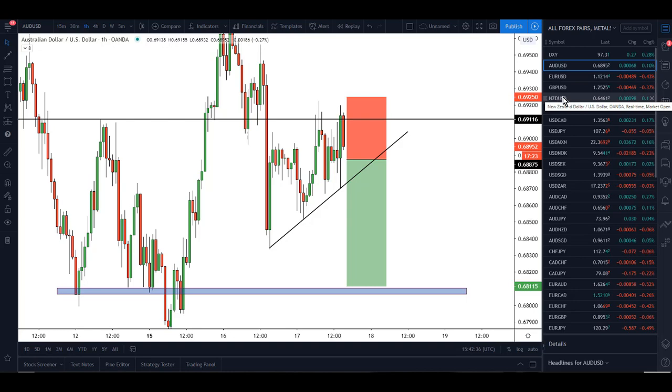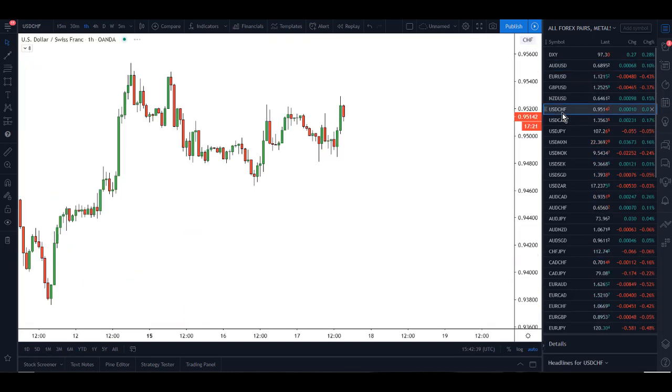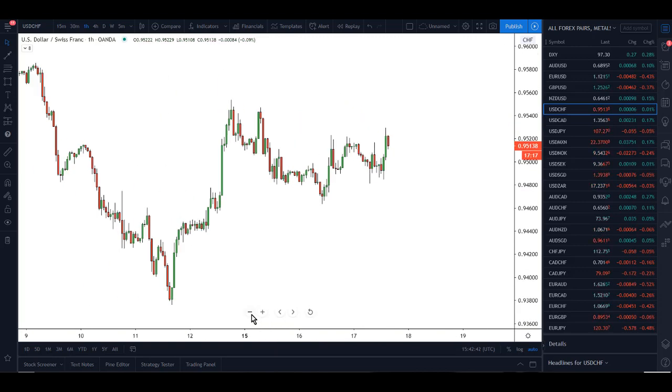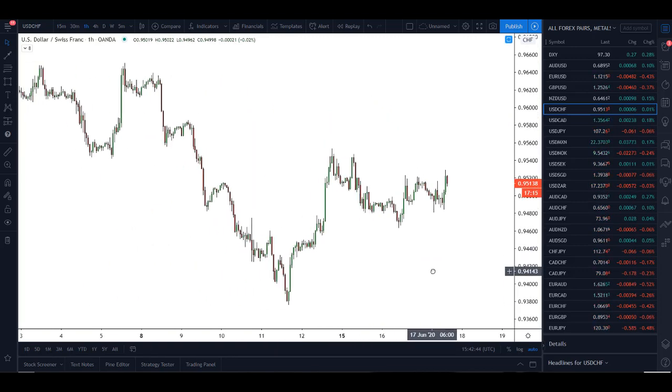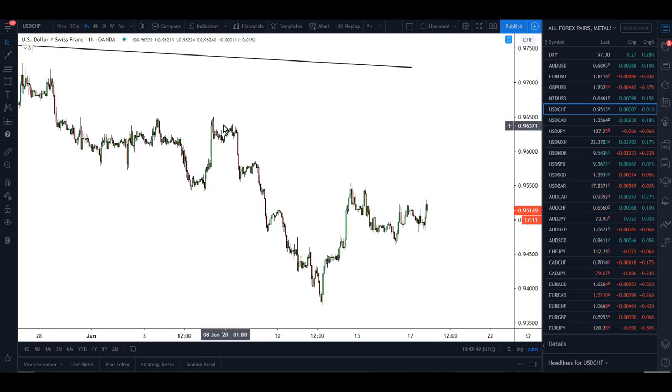What else do we like? Kiwi, Swissy. This to me looks like it had some nice downtrend there, but look, we've had this impulse here now, and I'm looking at this as a correction and looking for another move.